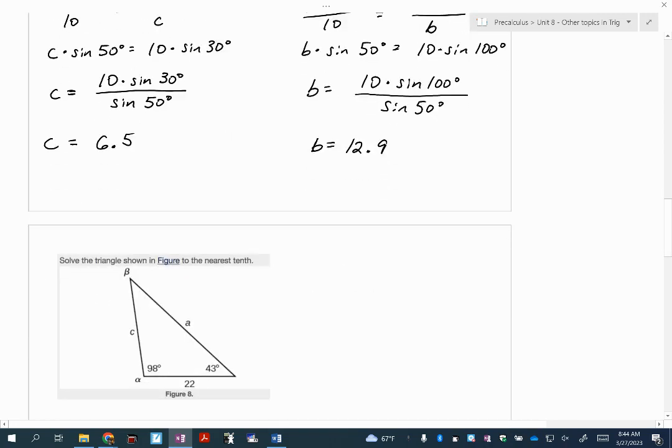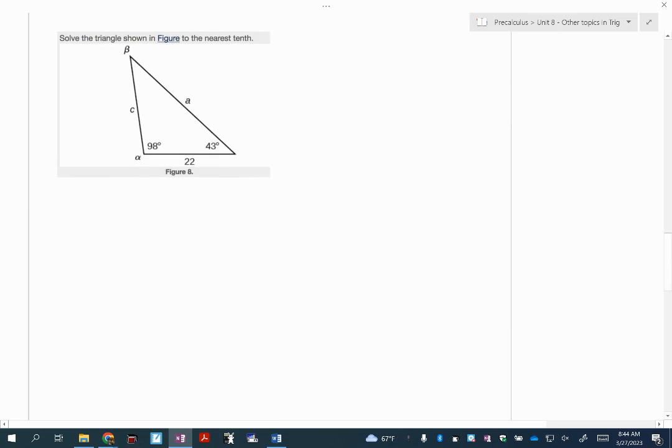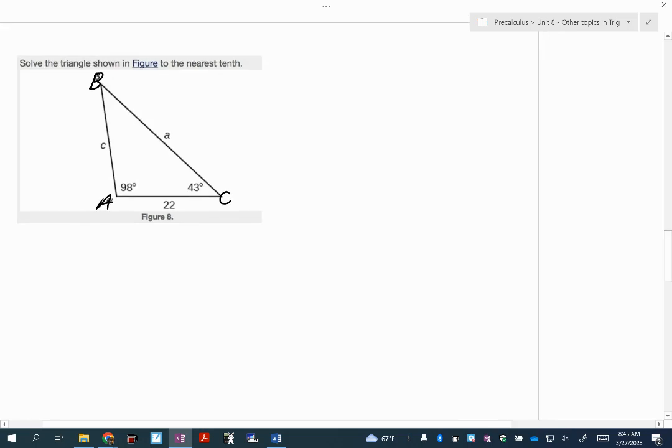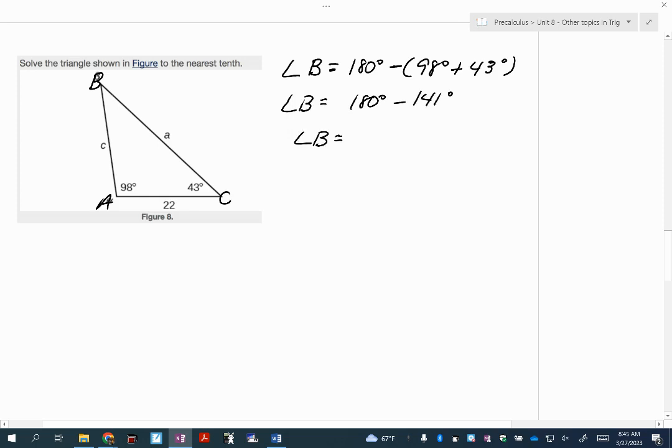All right, let's do another one. Okay, now in this one, it's the same thing. I'm given 2 out of 3 angles. So if I'm given 2 out of 3 angles, I have angle A. I don't know angle B, but I do know angle C. I'm going to go ahead and solve for angle B, that missing one, which is 180 degrees minus the sum of 98 degrees plus 43 degrees. So when I add that together, 100 plus 45 is 145, take away 4, so 141. So angle B is going to be 39 degrees.